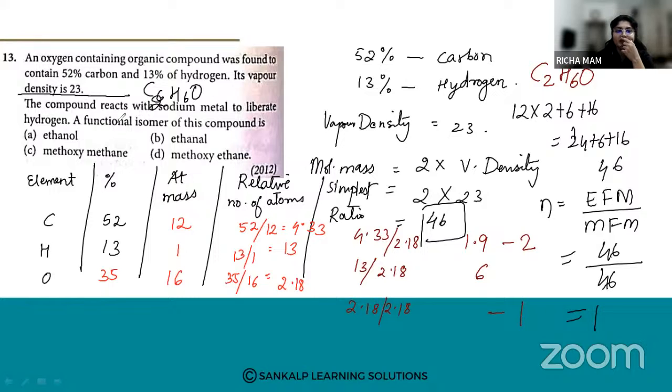So we have found out here that the compound is reacting with sodium metal and it liberates hydrogen. Okay. So whenever you have alcohols, when they react with metal, what will they liberate? They will liberate hydrogen gas.